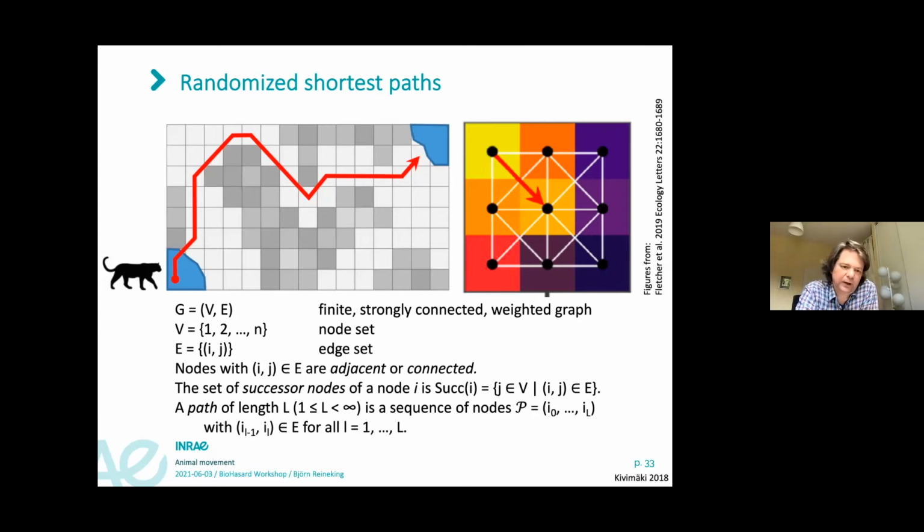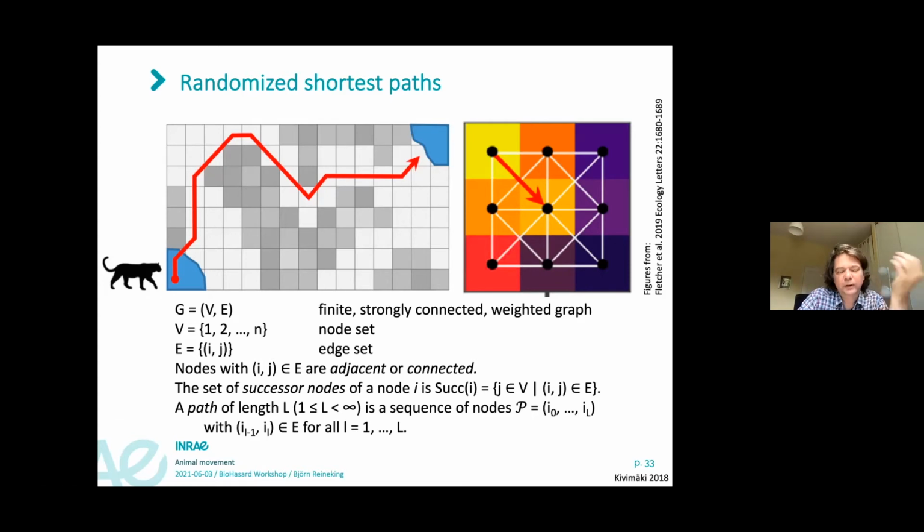And this setting means we have a graph that is finite, strongly connected and weighted, with the node set given by the cells and an edge set defined depending on the geometry that one wants to choose. The nodes that are connected are those where the edge between the nodes is part of the edge set. And then this gives us a path of length L, which is just a sequence of nodes from an initial node to a terminal node.